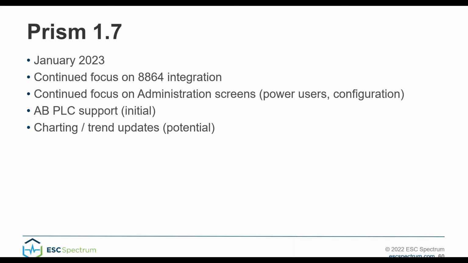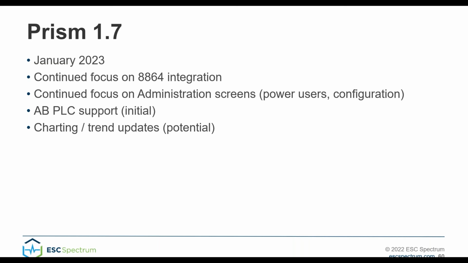So what we're going to try to focus on for 1.7 is to continue to focus on that 8864 integration, take advantage of everything the 8864 can do for us, and make that a more tightly integrated and seamless experience between the DAS and the 8864. Again, continue to focus on adding administration screens, the ability for power users to go in, change any of the configuration, view any of the configuration easily, and just make those configuration type changes.